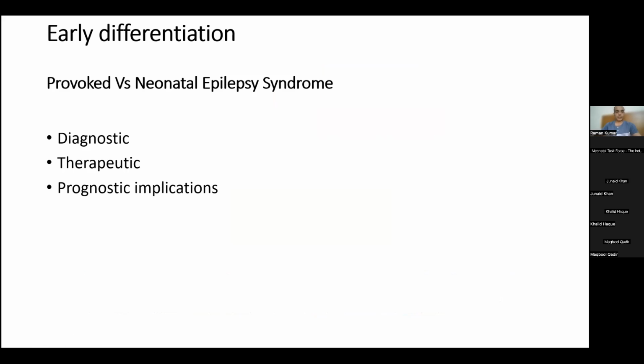I won't go much into detail. Why is early differentiation important, whether it's provoked or a neonatal epilepsy? Because the diagnostic, therapeutic, and prognostic implications are very, very important in this regard. So this is a very, very important part.